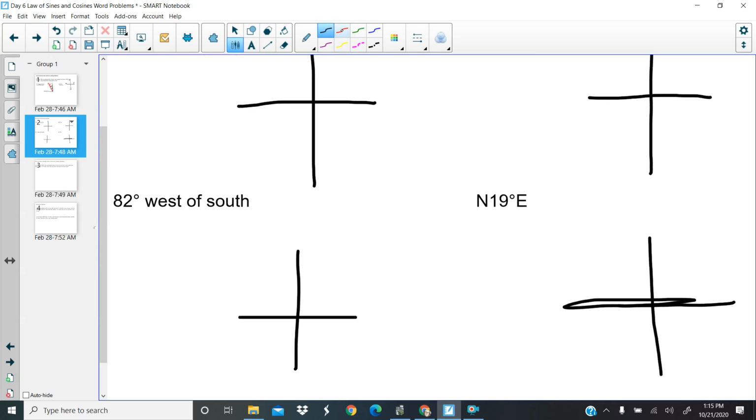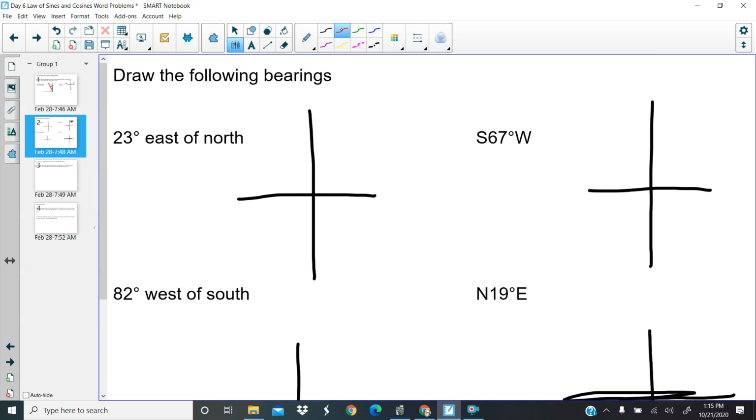So the first one is 23 degrees east of north. So I would start going north and then I would swing to the east by 23 degrees. So then this is going to be my angle. That's 23 degrees right there. On my second one, we have south. So I'm going to start going south. And then it's 67 degrees west. So I'm going to swing to the west by 67 degrees. And this is going to be my angle. So south 67 degrees west.